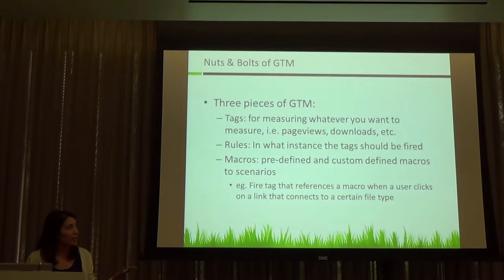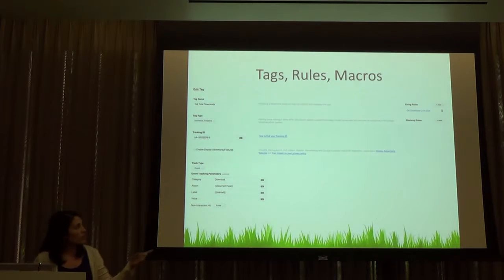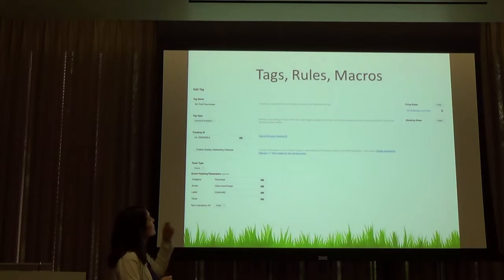So a tag is fired that references a macro, for example, when a user clicks on a link that connects to a certain file type. So that's what we're actually doing with one of our tags. So there's a rule that it fires, that a link listener fires on all pages, and then it references that specific macro. And so this is just an example of one of the tags.